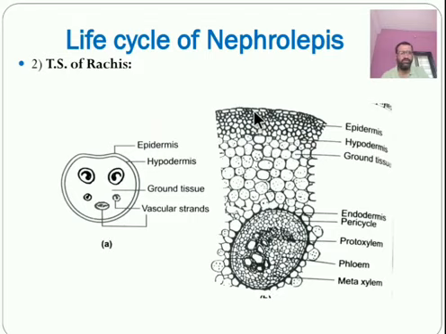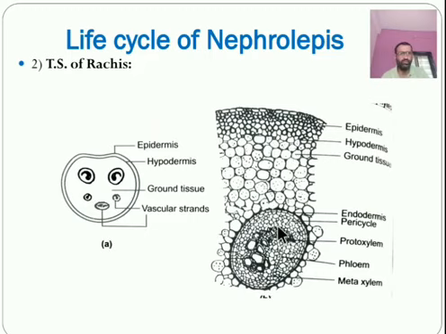The inner ground tissue is parenchymatous, that means it is made up of parenchymatous cells, thin walled, loosely arranged with intercellular spaces, and they contain starch grains. Let us see here, these dotted structures are the starch grains, and chloroplasts when young. A layer of ground tissue surrounds each vascular strand. Here, this circular structure is the vascular strand, and it is surrounded by this ground tissue.